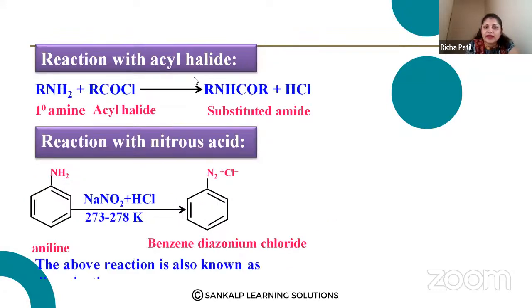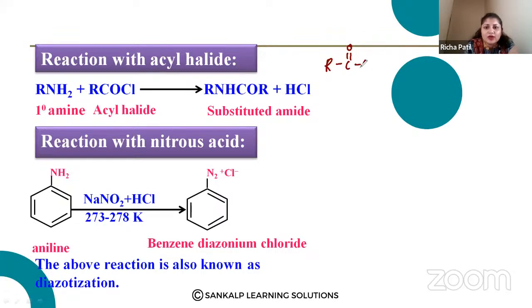So next we'll see the reaction with acyl halide. You know what an acyl halide is, right? It is RC double bond O Cl. This is the acyl group.